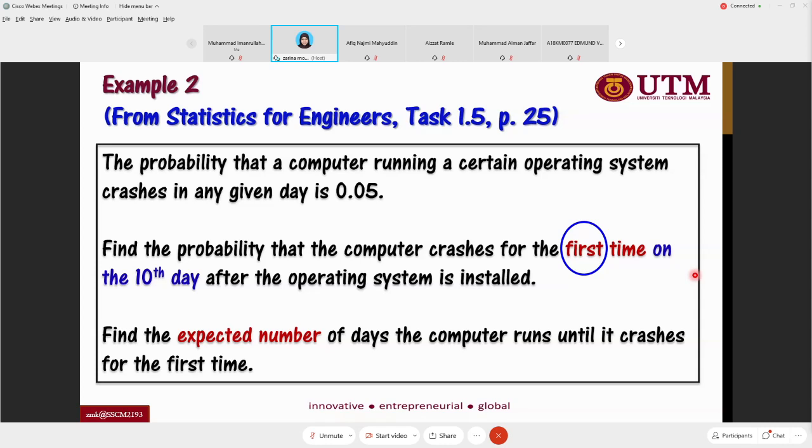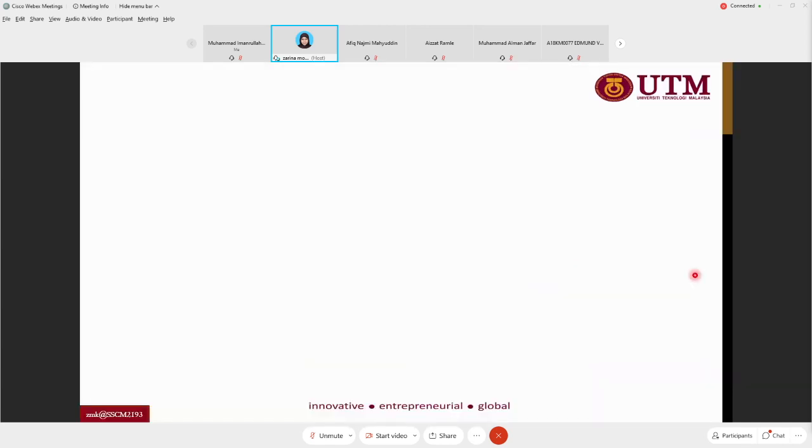So you can define a random variable which follows a geometric distribution. That's the first question. Whereas the second question, you are to find the expected number. You're not talking about finding probability anymore. This is the expected number, the E(X), the mu, for a geometric random variable. So let's look at how you can solve this.